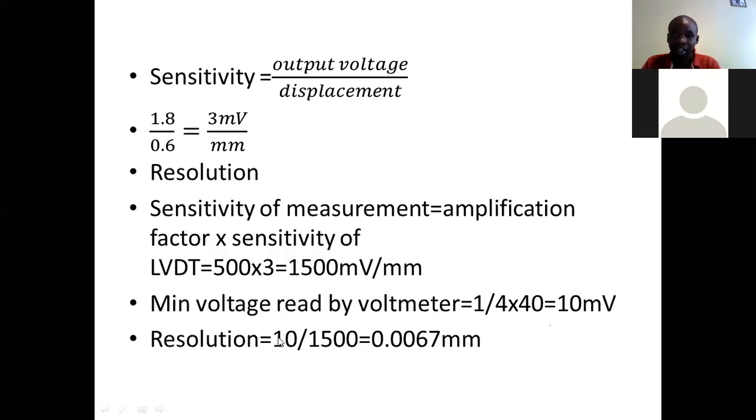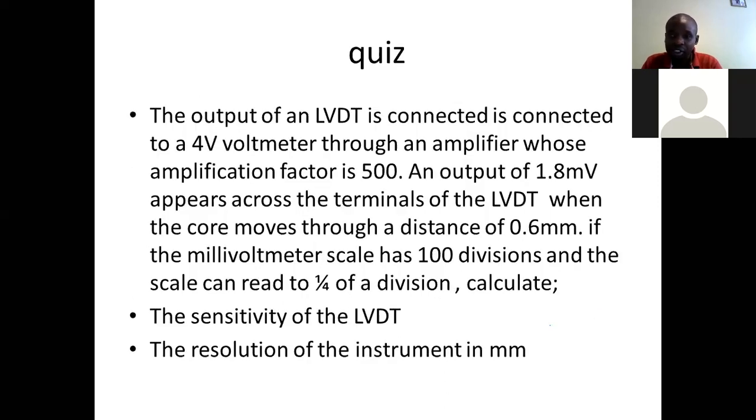10 divided by the sensitivity of the measurement, which is 1500, to give us the value which has been given here. I was just trying to explain this. I'm sure somebody is going to ask about this. So we have 100 divisions, and these divisions represent, let me see, 1.8. I don't know if we can divide 100 by 1.8. I'm trying to check where I got the 40 from.